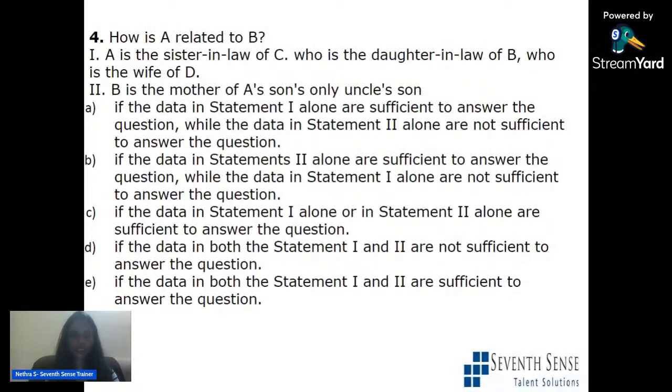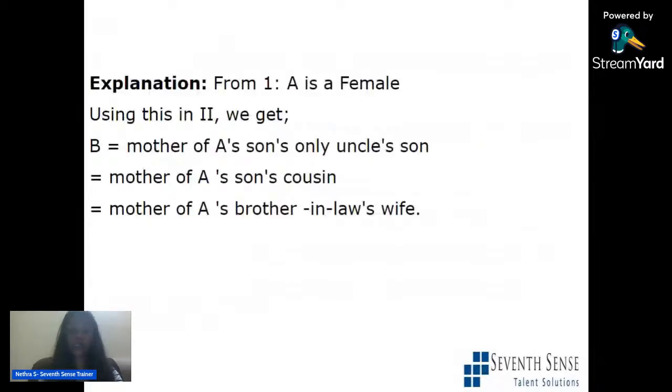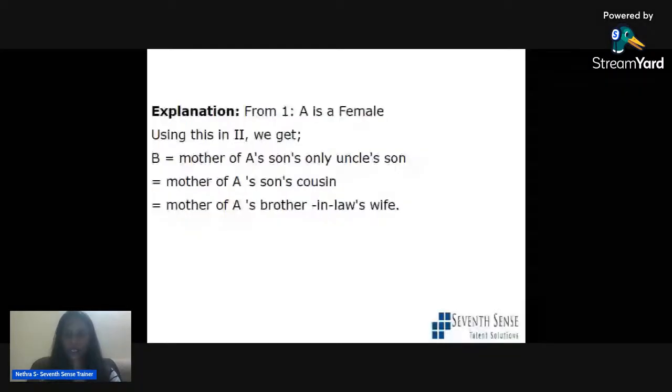The correct answer is option E. How is it possible? We'll see the explanation. From statement 1, A is a female, and using this in the second statement, we get B is the mother of A's son's only uncle's son. So mother of A's son's cousin. So that is the mother of A's brother-in-law's wife. So that is why option E is the correct one. So we'll move on to the next question.